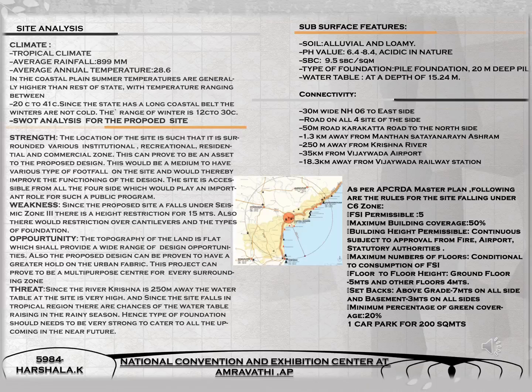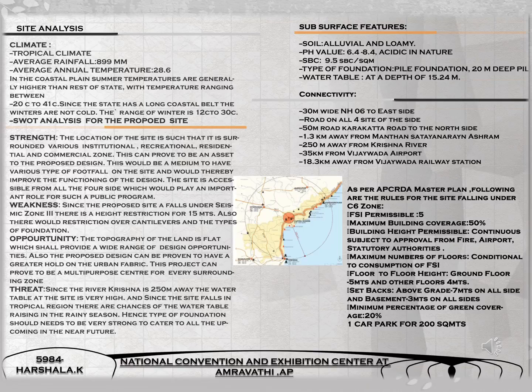Since the site falls in tropical climate, summers are heavier than any other season. The average rainfall is 899 mm. The average temperature is 28.6 degrees Celsius. The strength of the site is such that it is surrounded by various zones such as recreational zone, institutional zone, and commercial zone. Since it falls in seismic zone 3, the height restriction is 15 meters. The topography of the land is flat and hence provides major design opportunities.